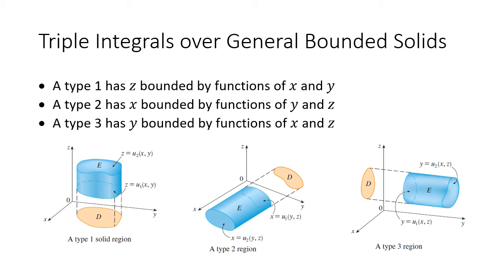Now, a type 2 is the same idea, except now we have x bounded by a function of y and z, meaning that my region D is going to be a projection into my yz plane. And a type 3 is, again, the same idea, except now y is being bounded, this time by a function of x and z. And so now my projection is in my xz plane.